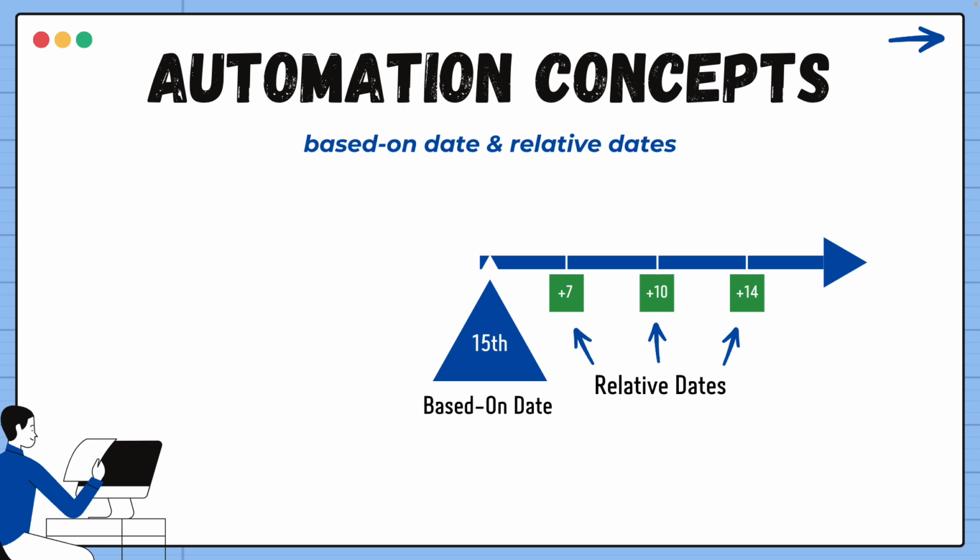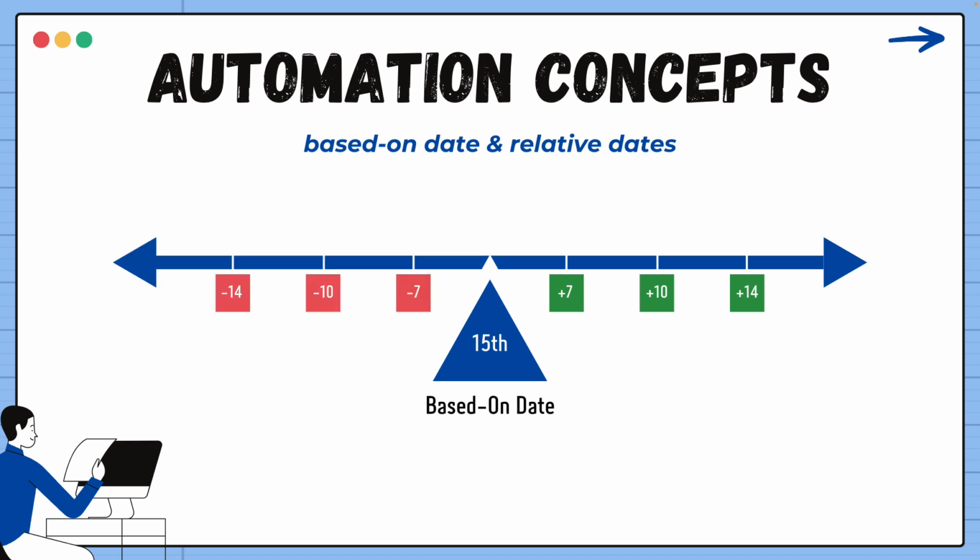So in this example, not the first, now we're on the 15th. The 15th becomes the based on date, and the relative dates indicate that the email sending events will happen on the 22nd, the 25th, and the 29th. Okay, so that's pretty simple to understand. You have the based on date, and then you have relative dates.